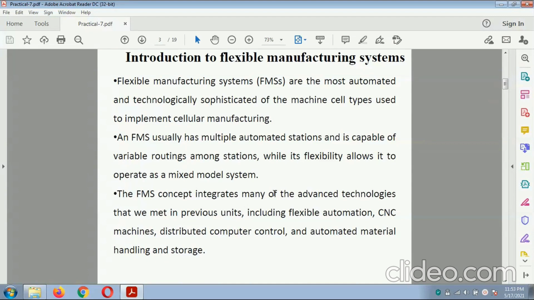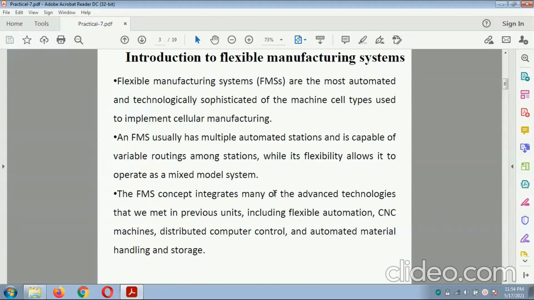The flexible manufacturing system is the most automated and technologically sophisticated of the machine cell types used to implement cellular manufacturing. The FMS usually has multiple automated stations and is capable of variable routing among the stations, while being flexible, allowing the operations as a mixed model system.